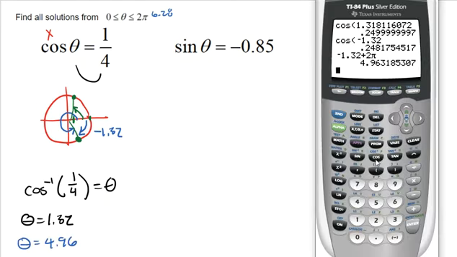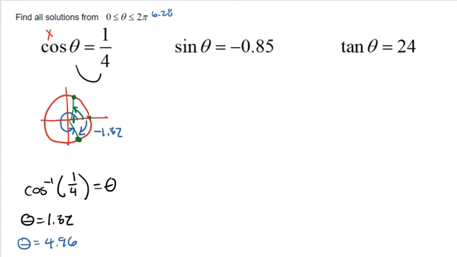Now again, to confirm that's right, do cosine of 4.96. And again, not exact, but pretty close to 0.25. If you want to be closer, use more decimals. So again, a picture's worth 1,000 words. It really helps. All right, let's do this next one.